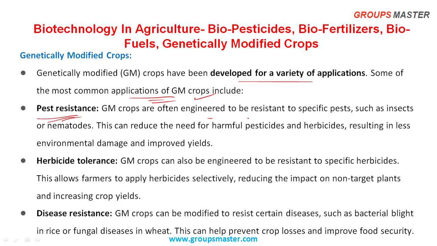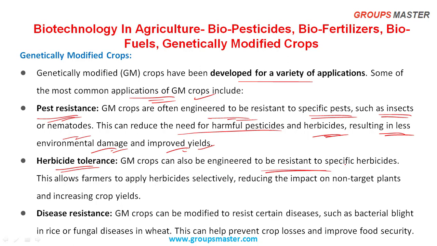GM crops are often engineered to be resistant to specific pests such as insects and nematodes. This can reduce the need for harmful pesticides and herbicides, resulting in less environmental damage and improved yields. Herbicide tolerance is the next application of GM crops. GM crops can also be engineered to be resistant to specific herbicides. This allows farmers to apply herbicides selectively and reducing the impact on non-target plants and increasing crop yields.